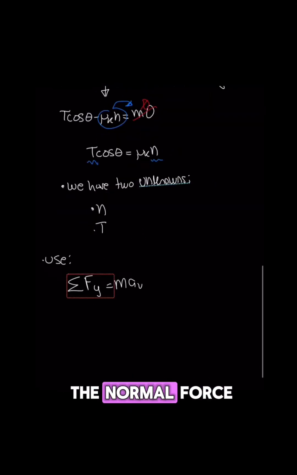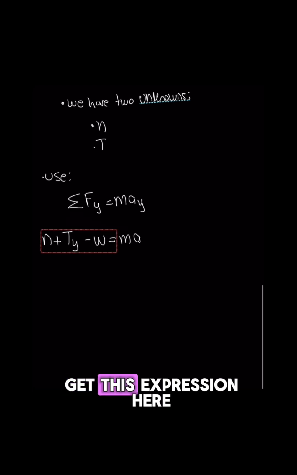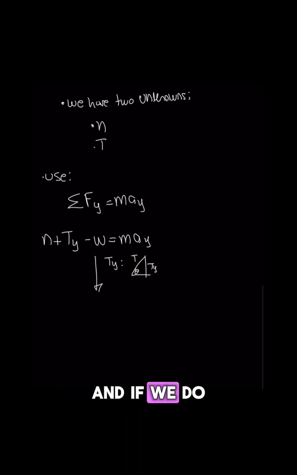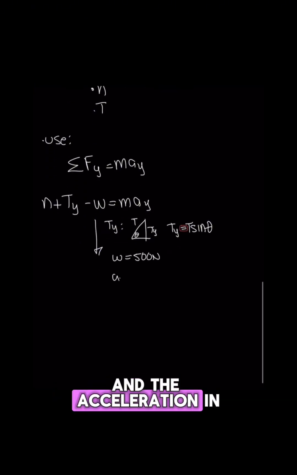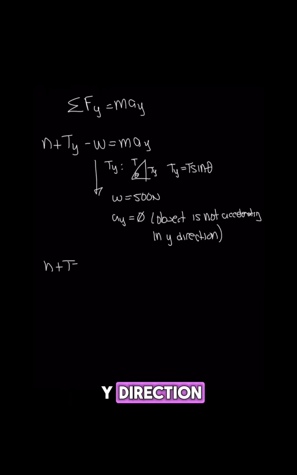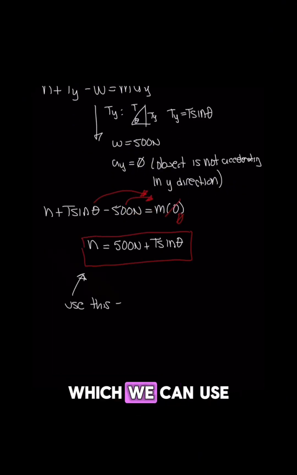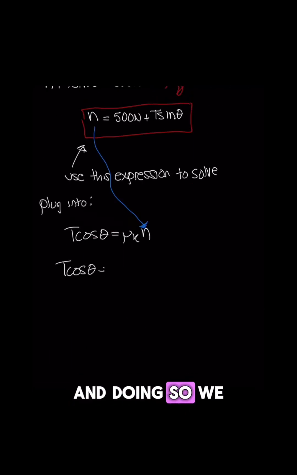To find the expression for the normal force, we can use the summation in the y equation here. If we look at our free body diagram, we have three forces, the normal, the tension in the y, and the weight force. So we can plug those in and we get this expression here. And then we're going to have to use the same trig to find the tension in the y. And if we do that, we get Ty equals T sin θ. And then the weight force is equal to 500 newtons and the acceleration in the y is equal to 0 because we can assume that the object is not moving in the y direction. And then we can bring both of these terms to the other side and we get this expression here for the normal force, which we can use to solve if we plug it into our other equation we had for the normal. And doing so, we get this here.